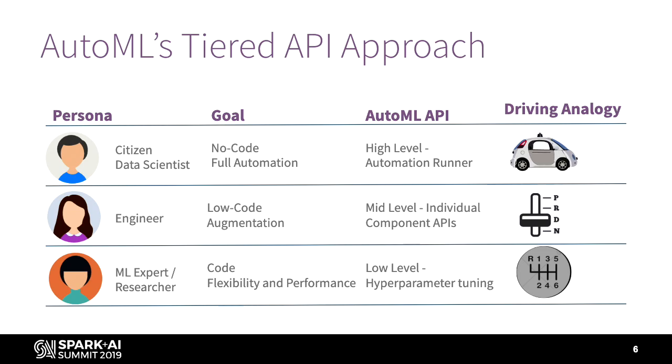And lastly, those machine learning experts, those researchers, those folks who want to be knee-deep in code, be able to pull every lever possible, and have as much control over their machine learning pipeline as possible, that's where those low-level APIs come in, and it's helpful for hyperparameter tuning. And again, when we're thinking about that driving analogy, it's going to be a manual transmission.